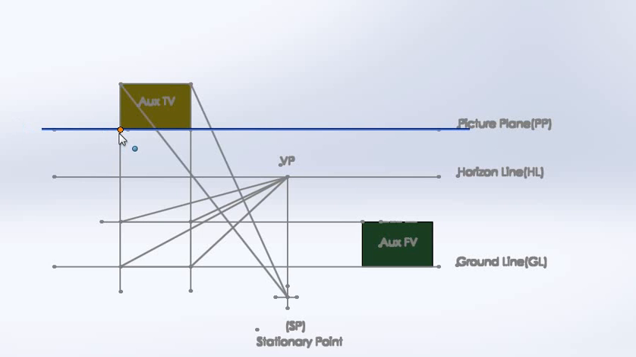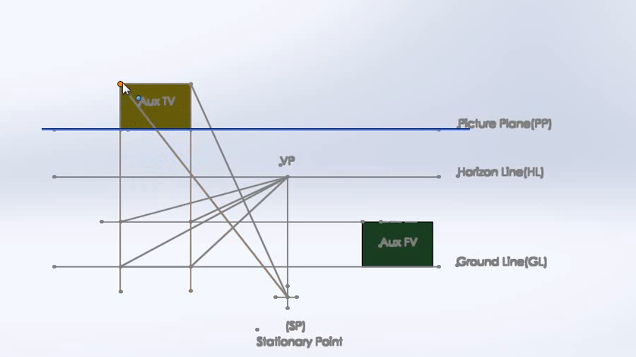Now remember, I said to you, we will not be projecting these points straight down, that one and this one, because they don't touch the picture plane. This point here and that point there do touch the picture plane. Therefore, I've projected them straight down.